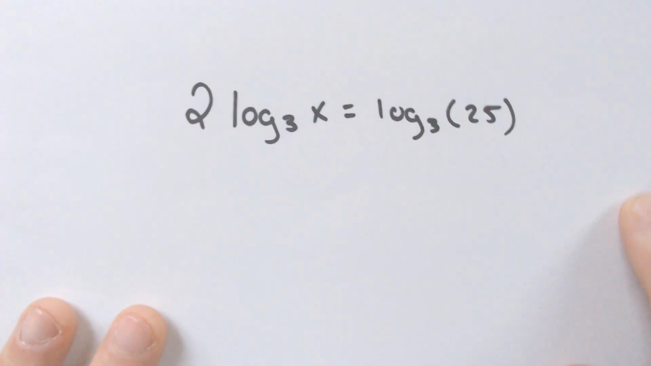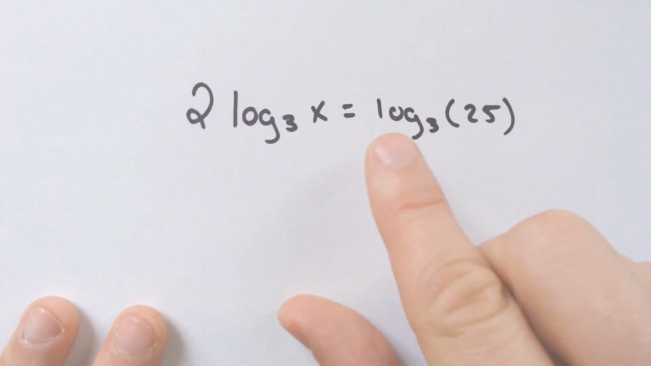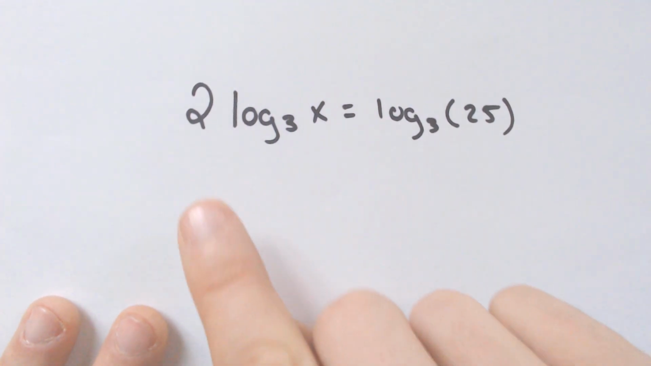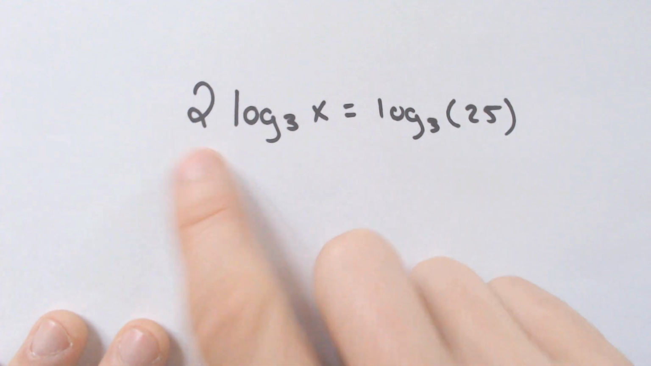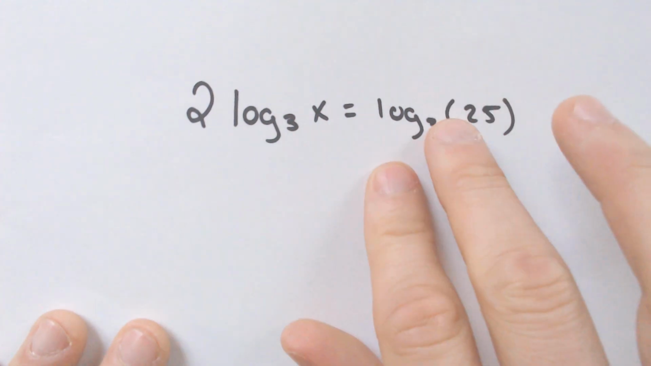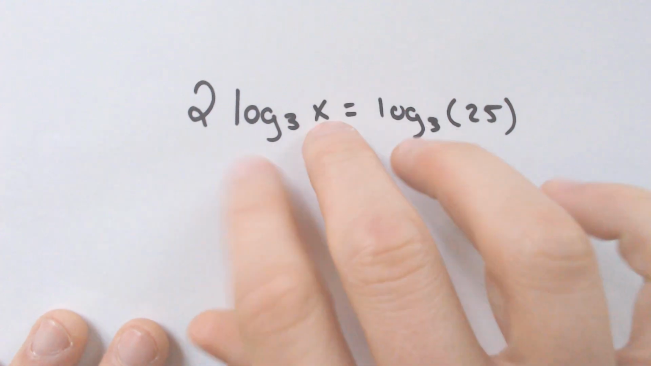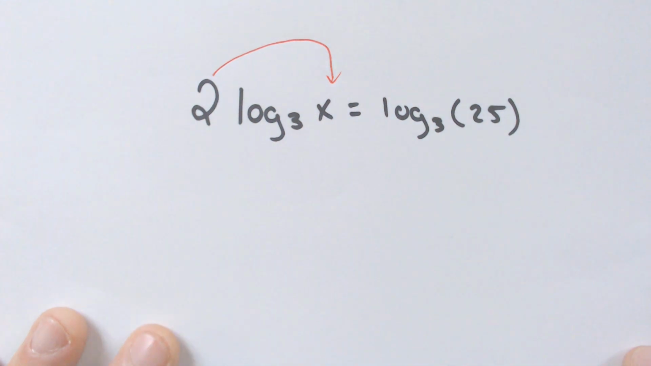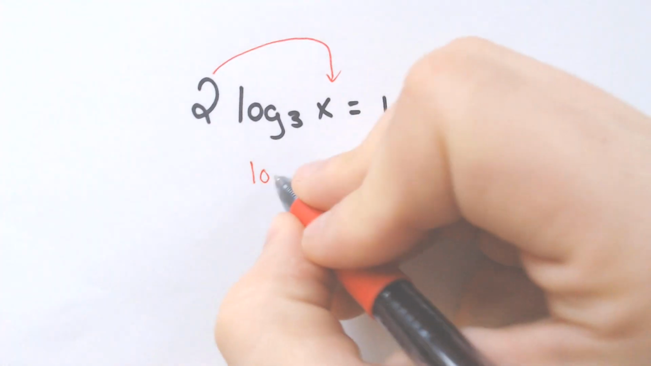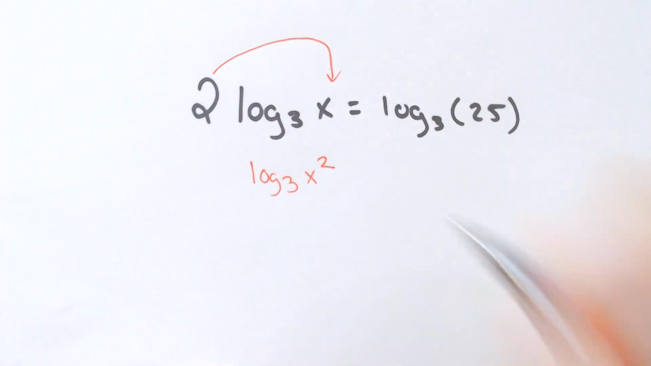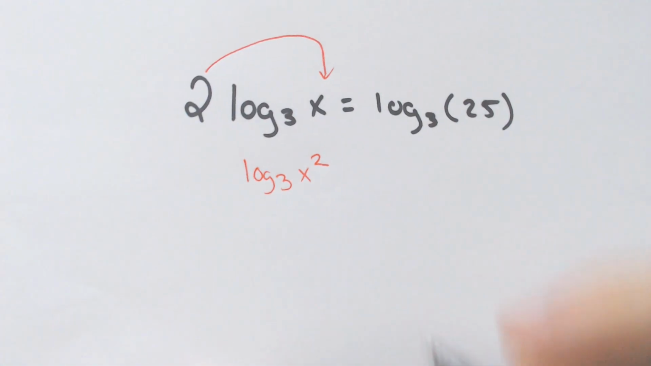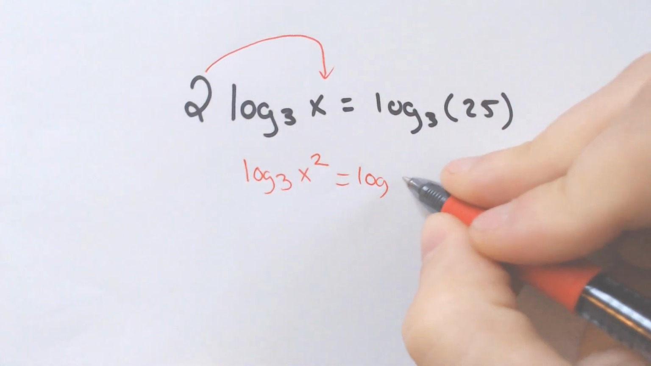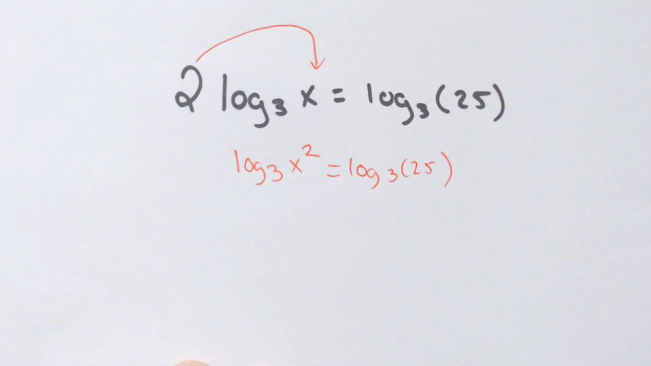Last one, everybody. We got 2 log base 3 of x equals log base 3 of 25. A lot of problems when you have a log on one side, you can divide by 2. Here, if you divide by 2, it will be bad. Don't divide by 2. Instead, make it an exponent on the x. Okay, so this is mostly getting towards the harder problems, which I got a different video for. But in this case, we got x squared when we move it up equals log base 3 of 25.